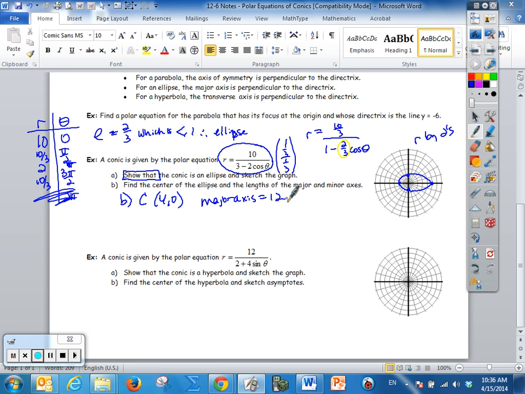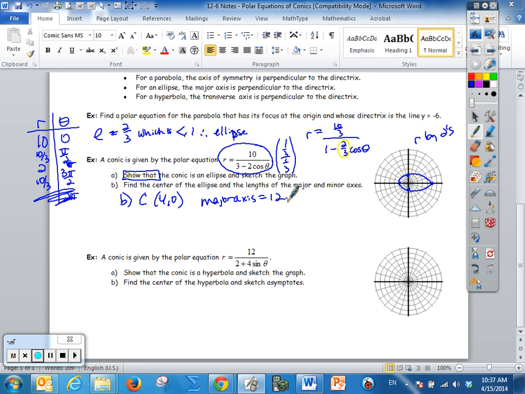Minor axis is not so easy. So what we can do is revert back to our formula, our c squared. Remember that one from when we were in rectangular form? c squared equals a squared minus b squared. We can revert back to that.